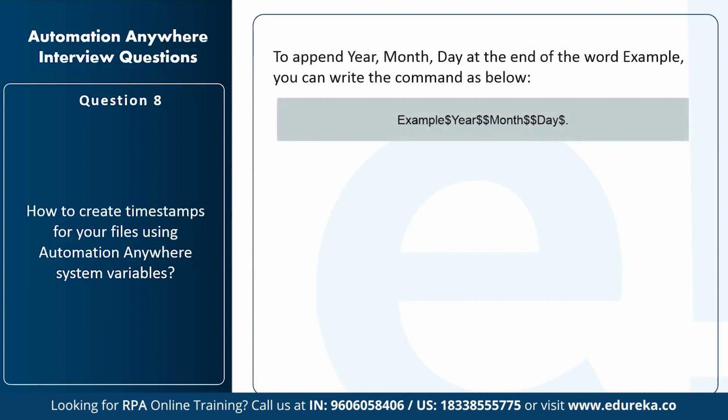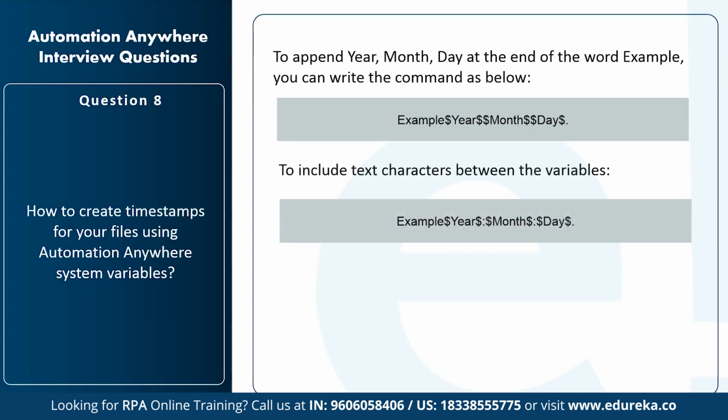So for example, if you want to append the year, month, date at the end of the word example, you can write the command as example $year$, $month$, $day$. Now if you want to include the text characters between the variables, what you can simply do is you can mention example $year$, colon, $month$, colon, $day$. So basically colon is the text character that I want to include between the variables.